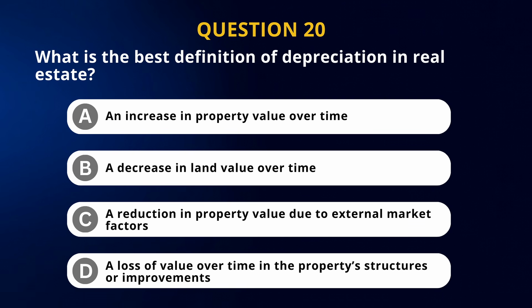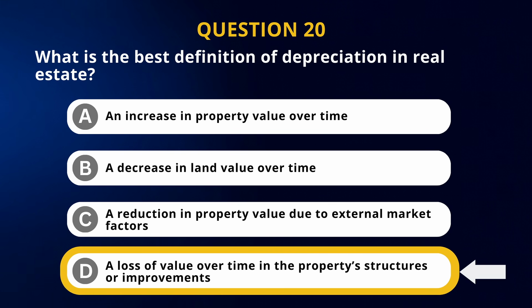Question number 20. What is the best definition of depreciation in real estate? Letter A, an increase in property value over time. Letter B, a decrease in land value over time. Letter C, a reduction in property value due to external market factors. Letter D, a loss of value over time in the property's structures or improvements. And the answer is letter D, a loss of value over time in the property's structures or improvements.